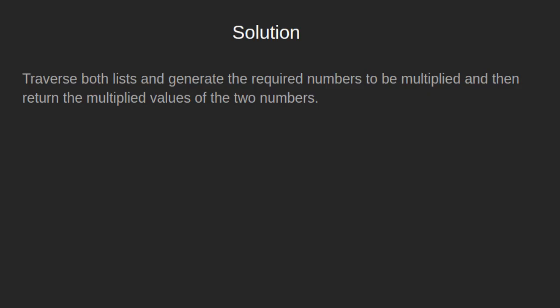Let's see the solution to the problem. So what we are actually doing is traversing both lists and generating the numbers from both the linked lists that are to be multiplied, and then returning the multiplied value of the two numbers. So the question arises, how to generate a number from a linked list? Let's see the algorithm to generate a number from a linked list.